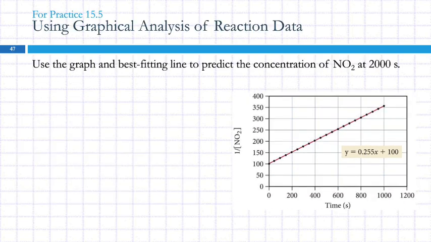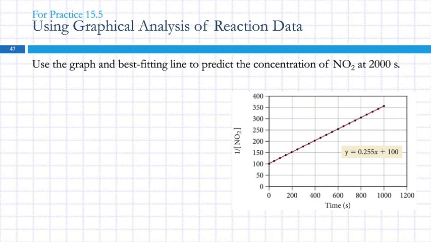Use the graph and best fitting line to predict the concentration of NO2 at 2,000 seconds. Now, what we don't want to do is look at this and say, oh, we'll just look at the graph and figure it out. For one thing, it's way off the end, right? For another thing, reading stuff off the graph is not very accurate or precise. Really, precise is probably the more important problem.